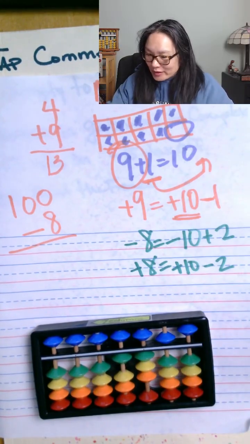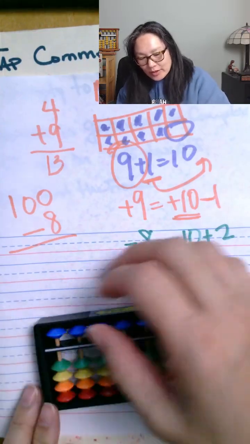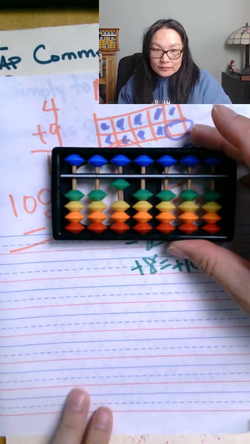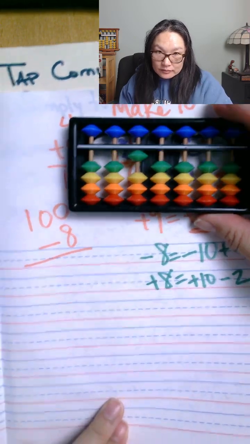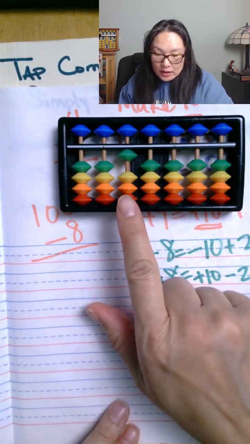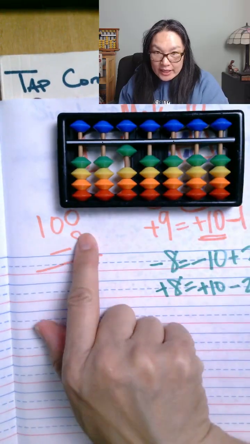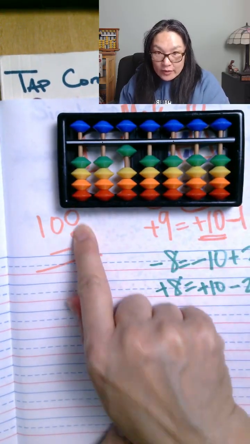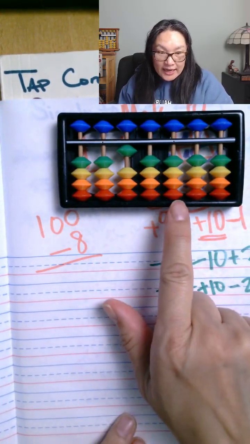So what are we doing? What we're going to do is we're going to put 100 on the Abacus. We have 100 on the Abacus. Now, just as we have it here, we're going to take away the 8 from the ones column. So we take away the 8 from the ones column.